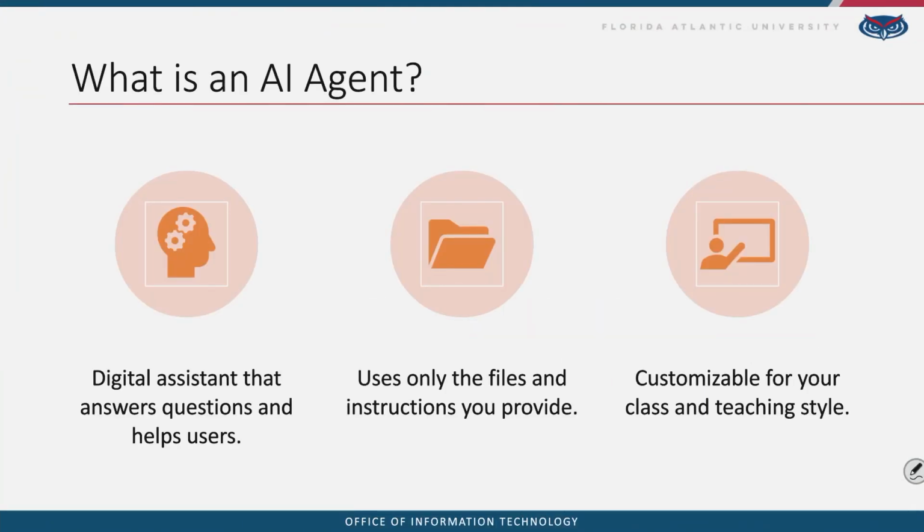What is an AI agent? An AI agent is a digital assistant that could help you answer questions. It could help students with things. It could do various things. One of the great things about it is that it is restricted, so it only knows what you give it. So your files, your instructions you provided, you could cater it to do what you need it to do. It's very customizable. You could customize it to your class or to your teaching style.